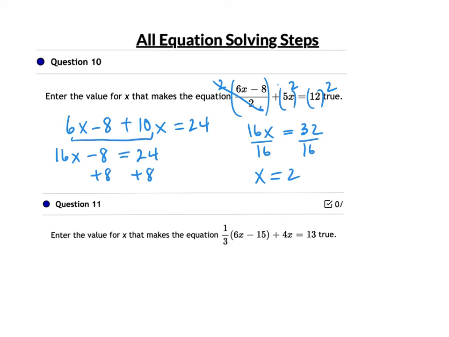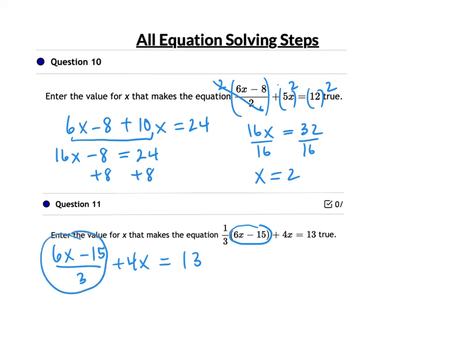For question 11, careful. I would point out that this is the same question. 6x minus 15 divided by 3 plus 4x equals 13. That is exactly the same question. If I multiply this by 1 and divide it by 3, I get that right there.